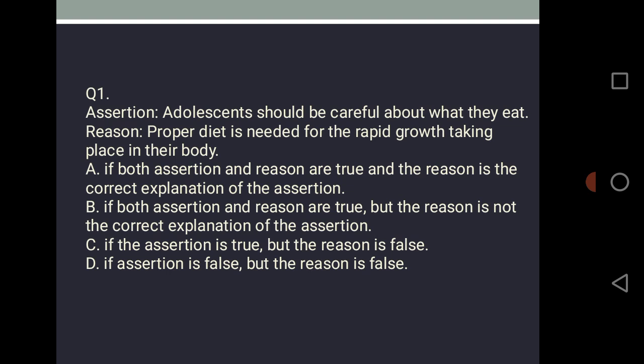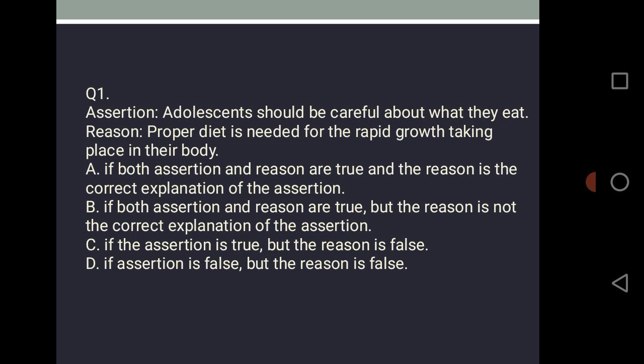Option A is if both assertion and reason are true and the reason is the correct explanation of the assertion. Option B, if both assertion and reason are true but the reason is not the correct explanation of the assertion. Option C is if the assertion is true but the reason is false. Option D is if assertion is false but reason is also false here. And among all these four options, you have to choose one of the correct option.